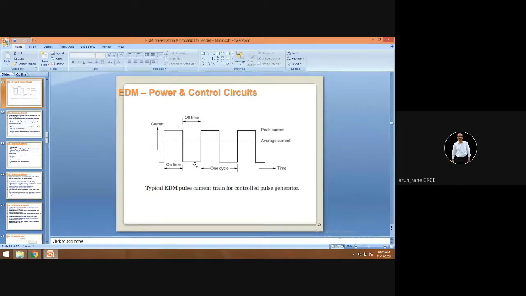At the same time, if you keep off time more, since there is no machining happening in off time, then machining will take longer time. And if on time is less, no doubt your machining will happen properly, but your machining time will be more. So this is how you have to play. You have to have more on time and less off time. But you have to also see that machining happens properly.